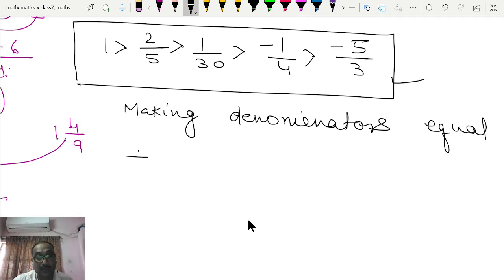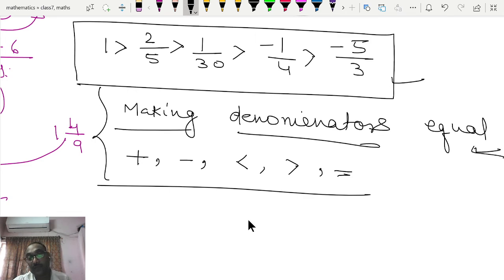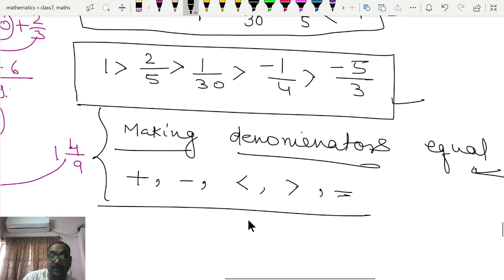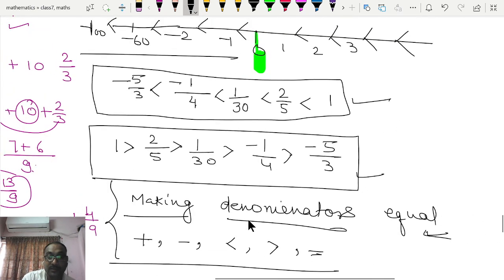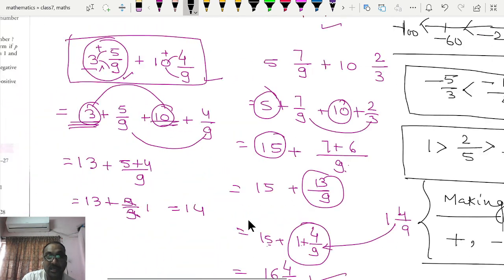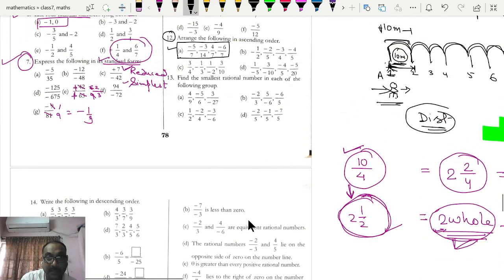we can solve it by addition, subtraction, and we can compare also. Okay, which number is greater, smaller, or equal. So making their denominators equal is a very important thing, and we have known that. If you get any problem during the video lecture, you may pause, rewind, and see again and again, so that your calculation will be better and better.